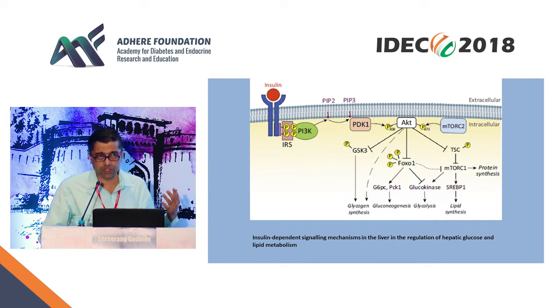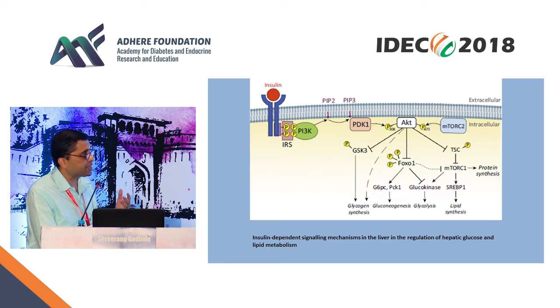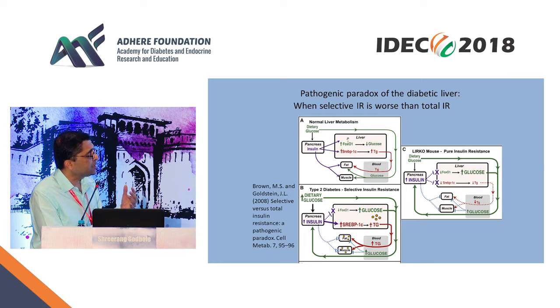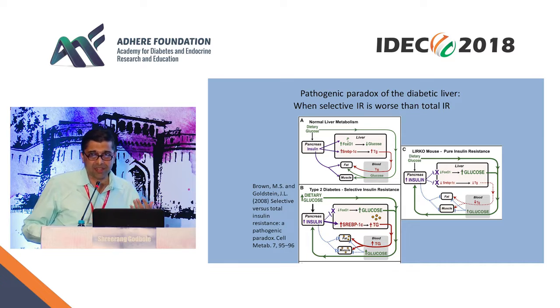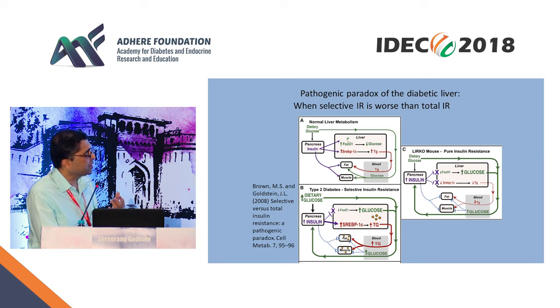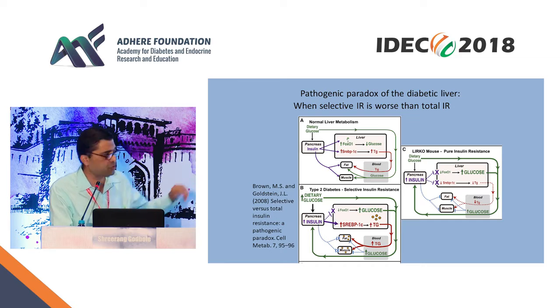So what happens, these are the transcription factors which play a role in gluconeogenesis and triglyceride synthesis. We need not bother about them at the moment, but in normal individuals, there is a suppression of hepatic neoglucogenesis, but there is increased hepatic lipogenesis, with the result that there will be decreased glucose coming out of the liver, but increase in the triglycerides. This is in normal individuals.